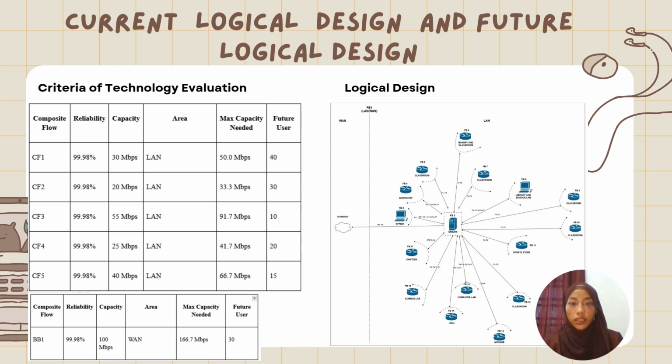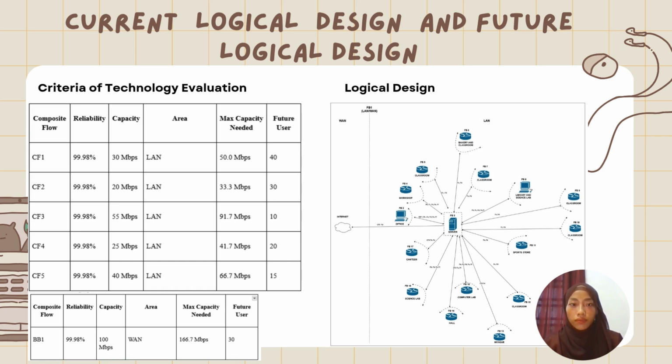It shows the detailed specification for each composite flow label, CF1 to CF5, as well as one flow label, BB1. Each row lists the reliability, capacity, area type, maximum capacity needed, and the estimated number of future users. From this, we can see that all connections require a very high reliability of 99.98%, which is essential for uninterrupted performance.